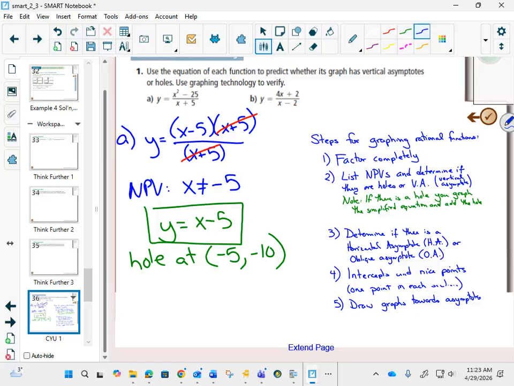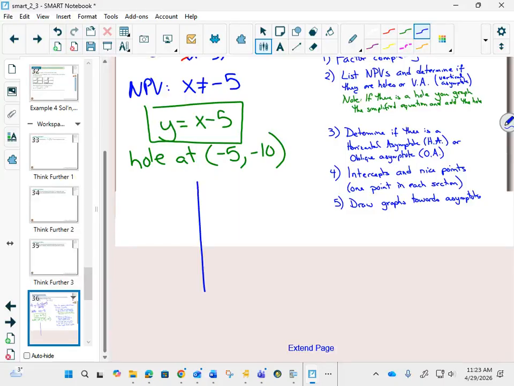So we graph that equation. x minus 5. I know it would have a y-intercept of minus 5. It has a slope of 1, so it would have an x-intercept at positive 5. And over here, at minus 5, minus 10, I draw an open circle to label my hole. And this graph is done.